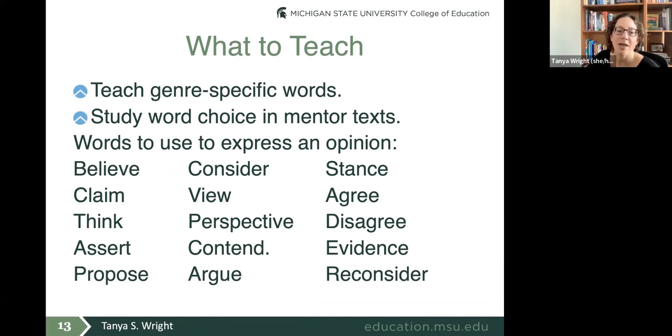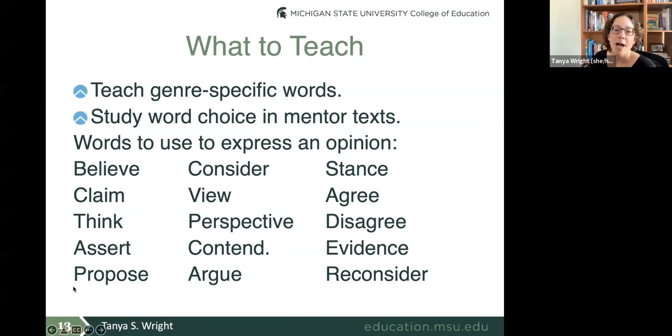I believe, I claim, I think, assert, propose, consider, view, perspective, contend, which has a period for some reason. I have a lot of typos this time. I'm sorry, everybody. I'll clean it up before I send you the official version. Argue, stance, agree, disagree, evidence, reconsider. Okay, so just as an example.